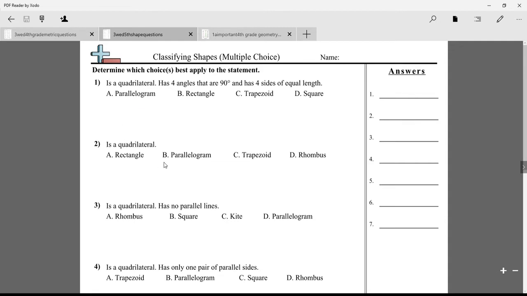So number 2, "is a quadrilateral." As I said before, a rectangle, a parallelogram, a trapezoid, and a rhombus, they all have four sides and four angles, so they're all quadrilaterals. To answer this one, all of them are right.